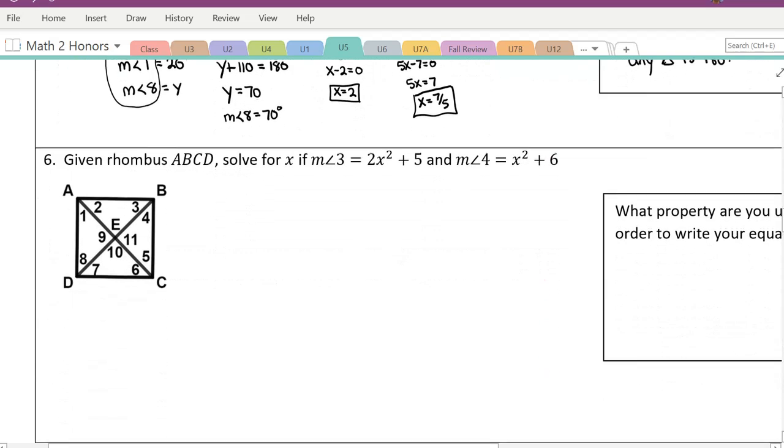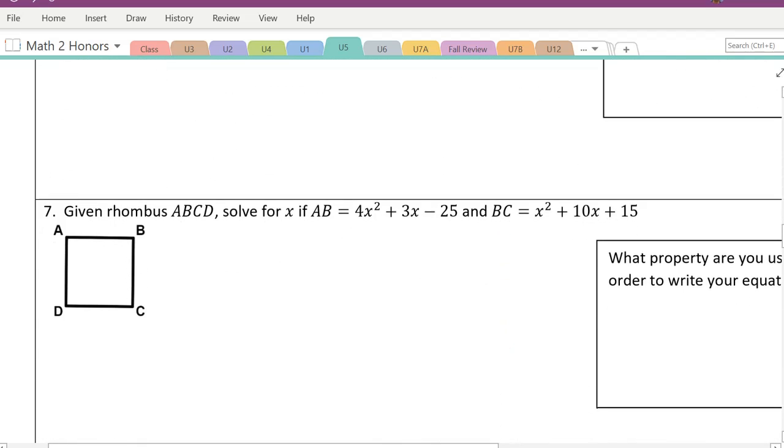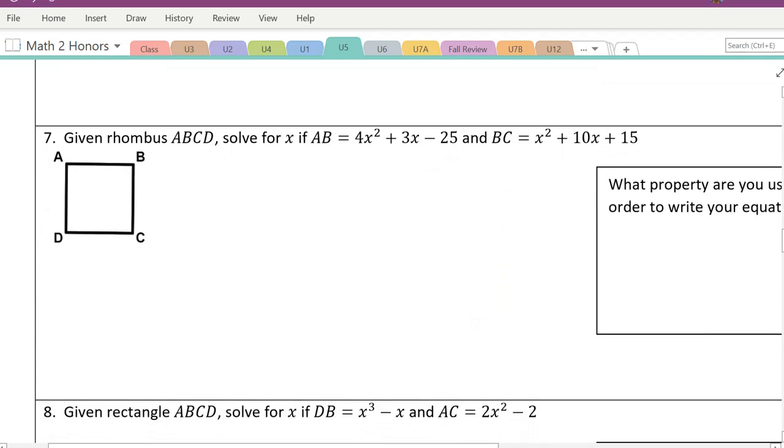Alright, our next problem we're going to look at is number 7. Again, we're working with a rhombus, ABCD, and we're going to solve for x if they give us AB and BC. So I'm going to locate AB's here and BC is right here. Those are two sides that we're given, and we want to know the relationship between those two sides.